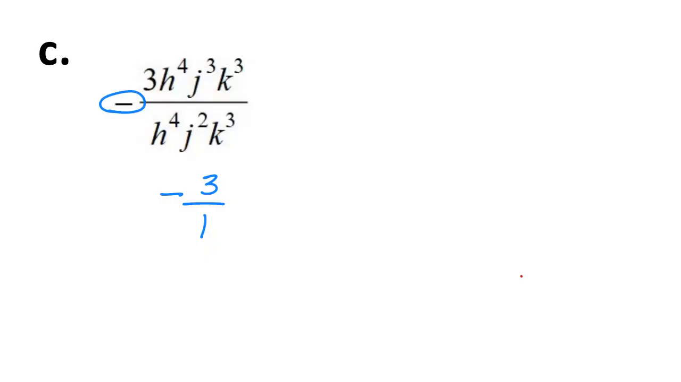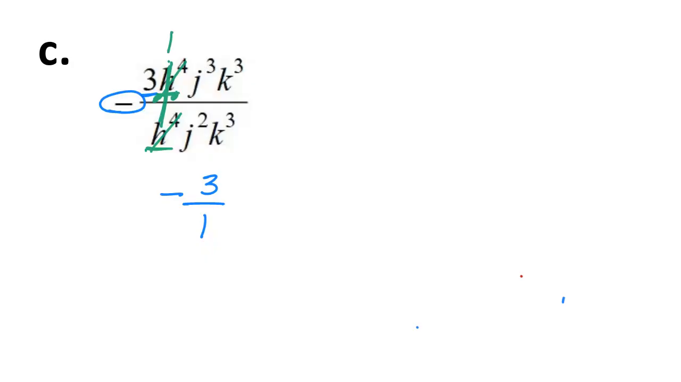Say it a little bit louder. 3 minus 2 with the J. Okay. Well, what about H? Because I usually like to go in order. Somebody talk to me about H. H to the fourth divided by H to the fourth. Okay, they will simplify out and just be the number 1.